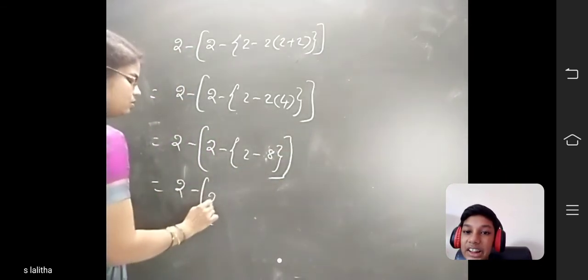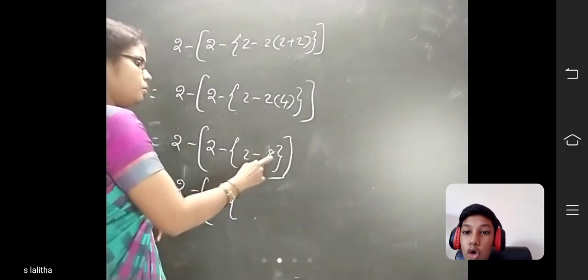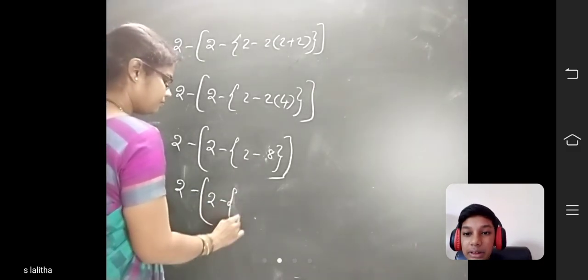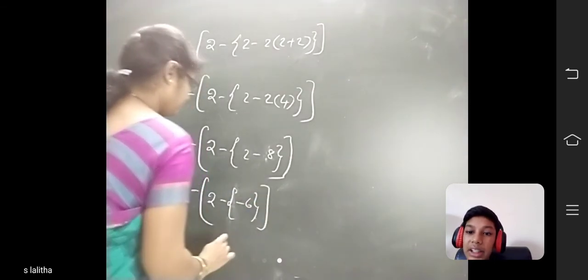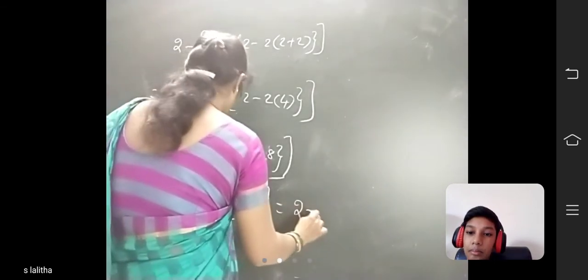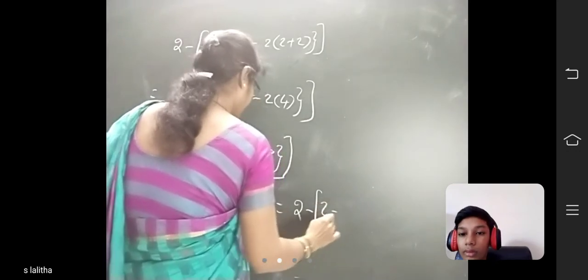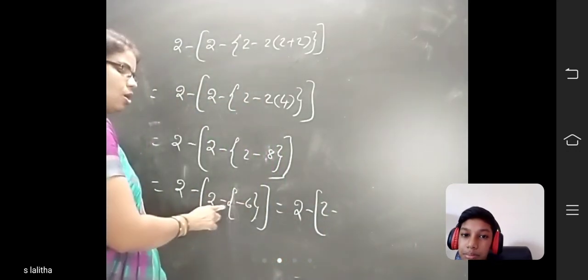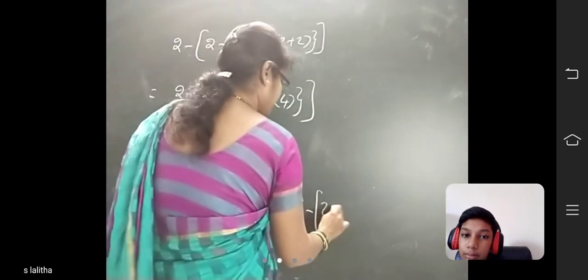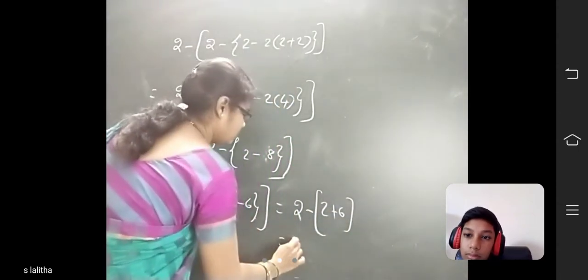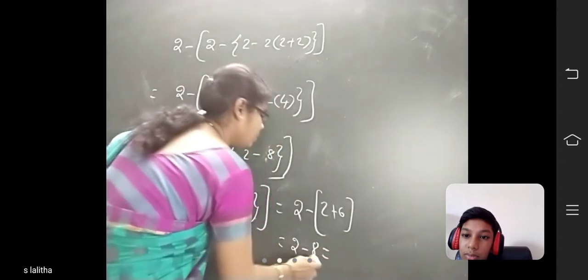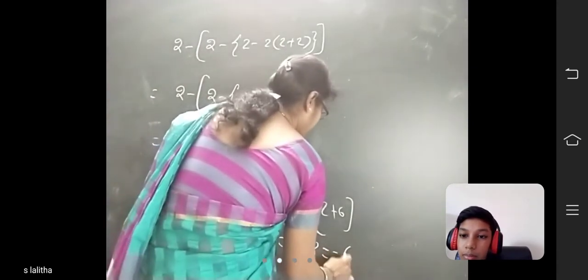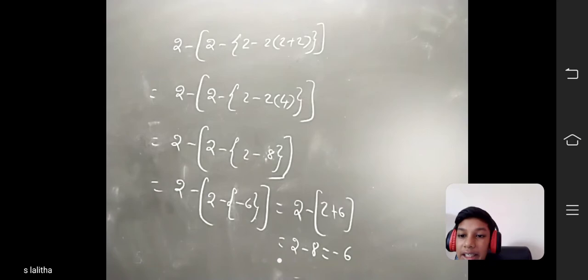2 minus 2 minus 8. 2 minus 8, how much? Minus 6. So 2 minus square bracket, 2 minus, minus of minus, how much? Plus 6. So 2 minus 2 plus 6, how much? 8. So 2 minus 8, how much? Minus 6 is the answer. Okay, ma'am? Did you understand, children?